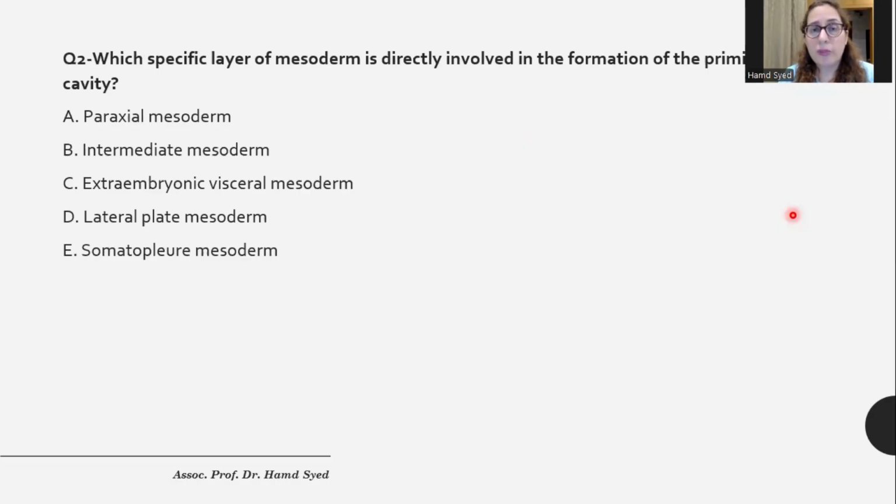Which specific layer of mesoderm is directly involved in the formation of the primitive body cavity? That was the lateral plate mesoderm. We said the lateral plate mesoderm is the one between its parietal and visceral layers. There is appearance of the intraembryonic body cavity, which is also known as primitive body cavity or coelom.